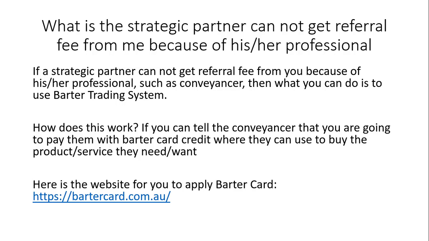But what you can do is use the $200 as barter credit. So the conveyancer can get barter credit from you, which is worth $200, to buy the services or products they need, or they can use barter to take the money out. I'm not sure if that is possible with this company, but even if he cannot take it out, he can buy so many products and services as well. Just go to bartercard.com.au and you can find how that works.